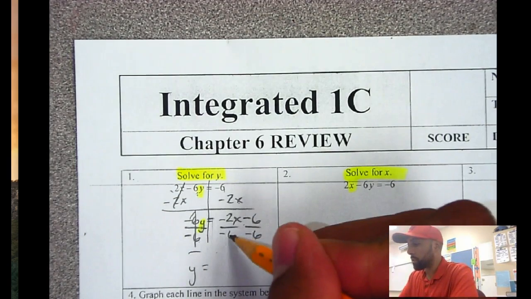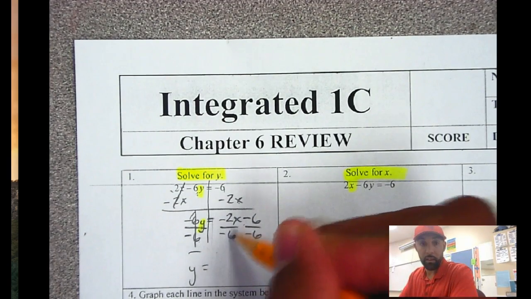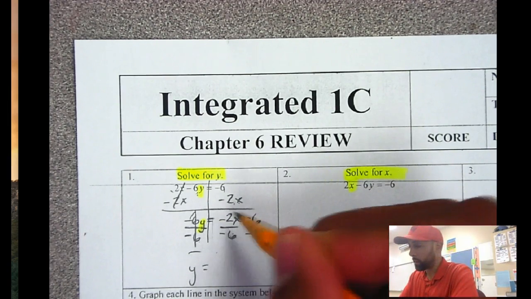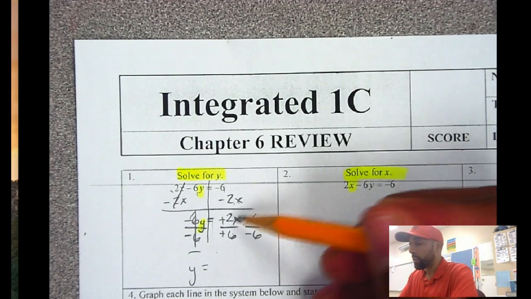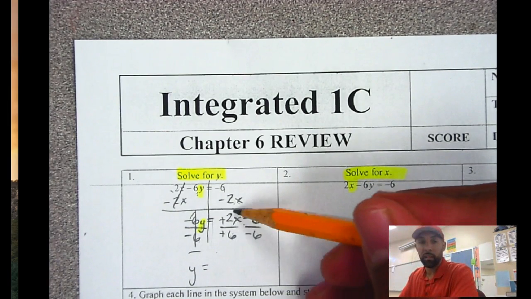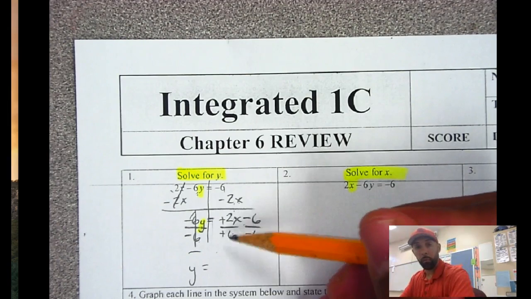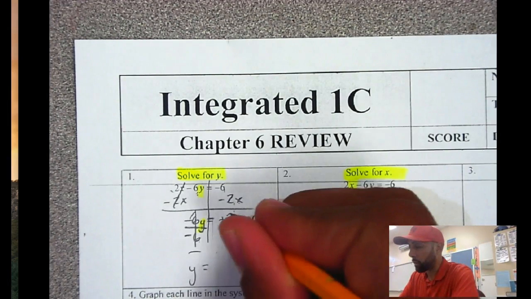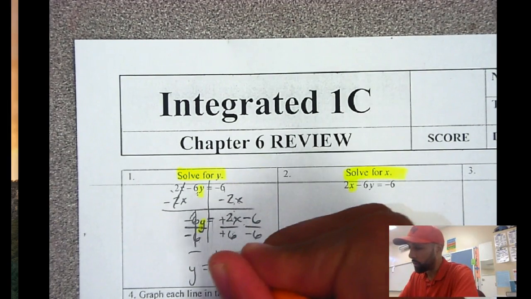So negative 2x over negative 6. Well, it's a negative over a negative. Okay, so these both become positive. And then also I want to reduce this. This is a smaller number over a bigger number. Okay, so we're going to reduce it by dividing both of those by 2. Divide by 2, I get 1. Divide by 2, I get 3.